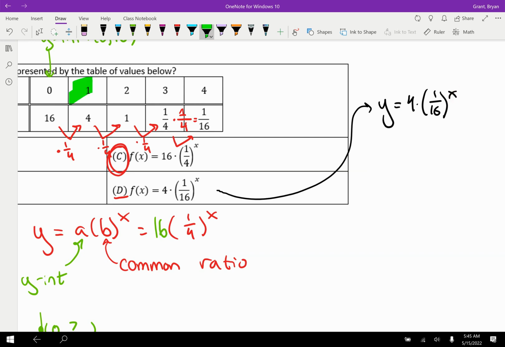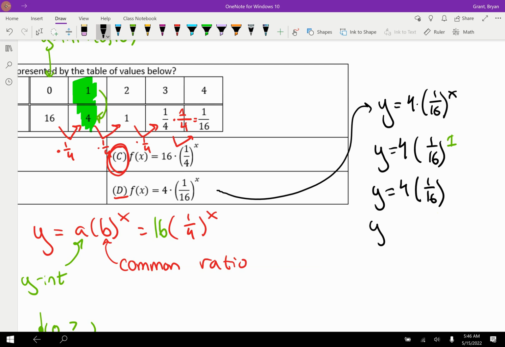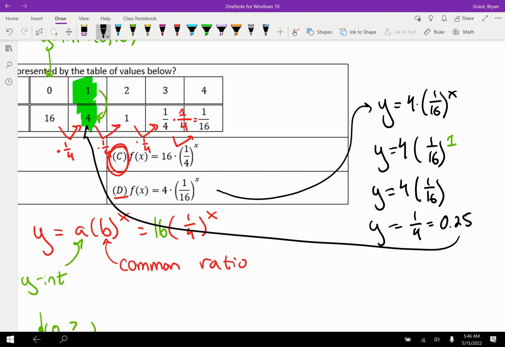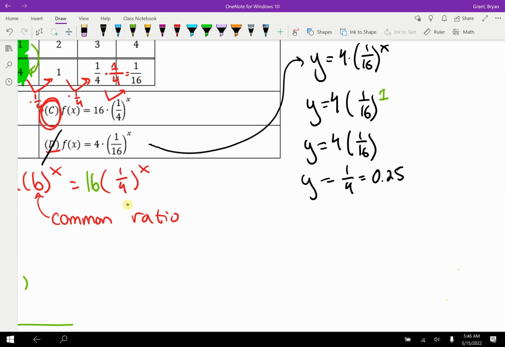For example, let's focus on the point 1, 4. So I'm going to go ahead and replace the x with 1, and we are going to make sure that when I substitute in 1, the output is 4. To do that, you can do it on your calculator. You can follow PEMDAS. 1/16 to the first power is just 1/16, and 4 times 1/16 is 1/4, or if you do it on your calculator, 0.25. Does this y value match what's in the table? Certainly not, so we know it's not D, right?